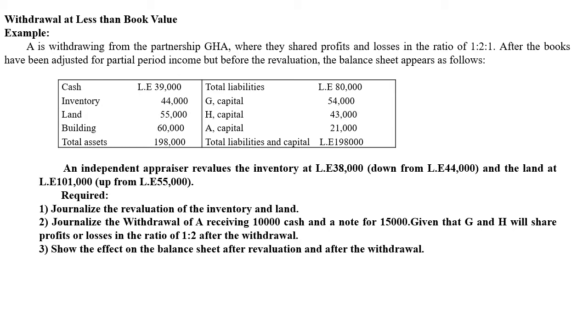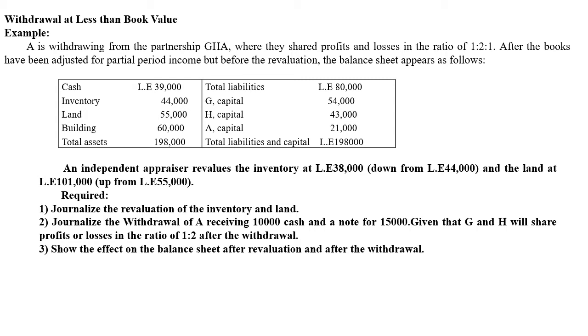It's considered a profit for the other remaining partners because this partner left the business with assets less than what he deserves. So it's considered a profit for them. And it says that G and H, the other remaining partners, decided to share profits or losses in a ratio of 1 to 2 after the withdrawal of the partner A. You are required to show the effect on the balance sheet both after the revaluation of the assets and after the withdrawal. It's the same as the previous exercise.